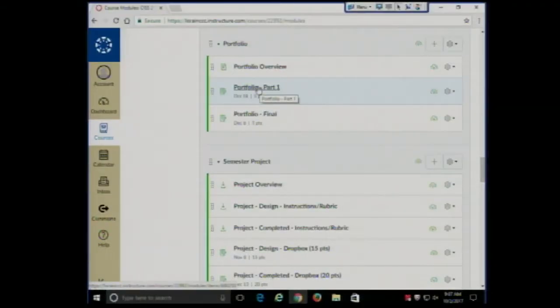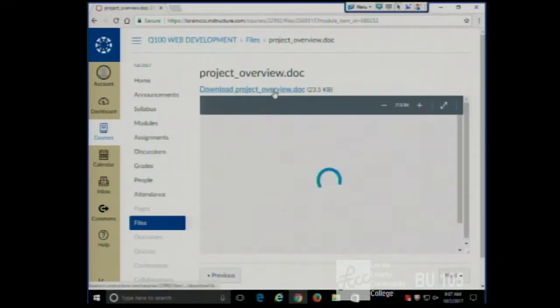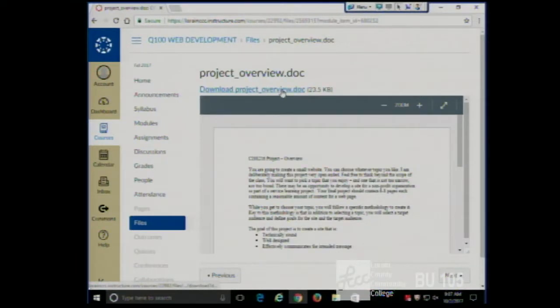Also remember, by the way, we'll spend a little bit of time talking about the portfolio when we're done talking about the project. That's actually pretty straightforward. If you've been doing the assignments all along, it's not really that big of a deal. But at any rate, let's look at the project. Project overview. We'll just spend a minute hitting the highlights on this one.